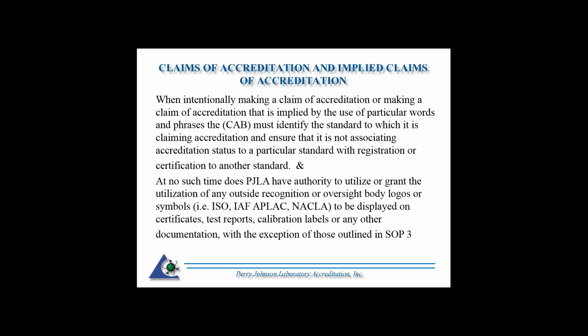Now we're going to look at, furthermore, away from calibration reports, when you're making claims of accreditation, i.e. on your website, on marketing materials, whatever. When intentionally making a claim of accreditation, or making a claim of accreditation that is implied by the use of particular words and phrases, the CAB must identify the standard to which it is claiming accreditation and ensure it is not associating the accreditation status with registration or certification to another standard.